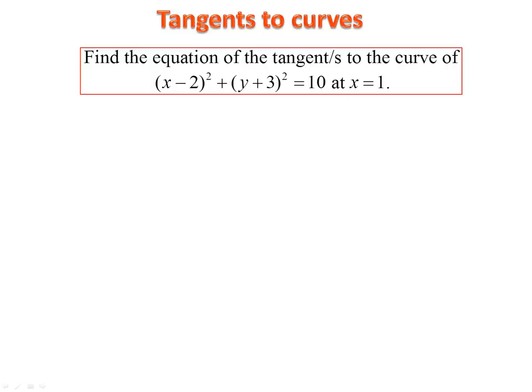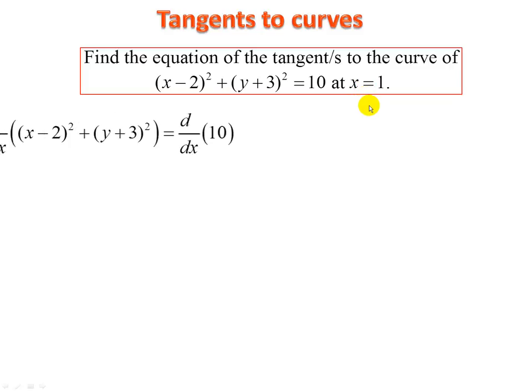Find the equation of the tangent or tangents to the curve of (x minus 2) all squared plus (y plus 3) all squared equals 10 at x equals 1. So we need to find two things. We need to find the gradient and we need to find the y value to have the coordinates of the point.